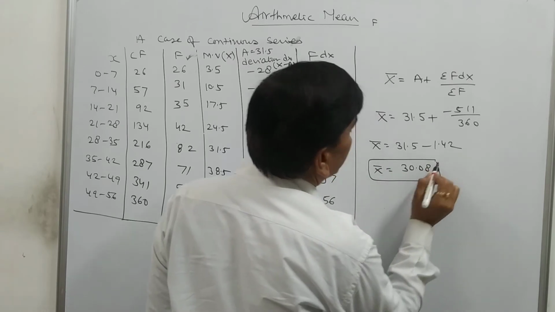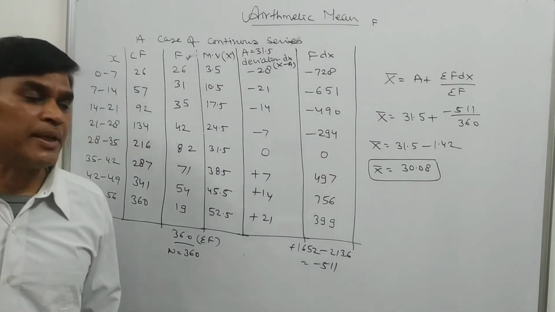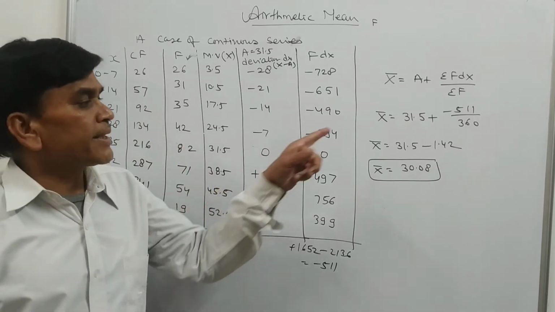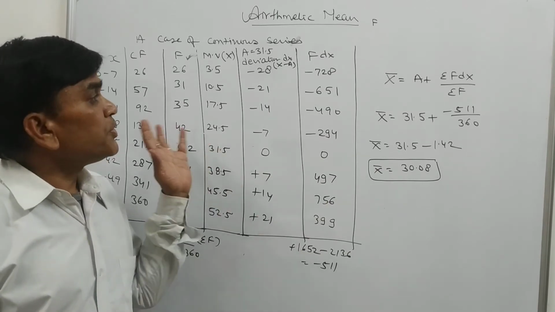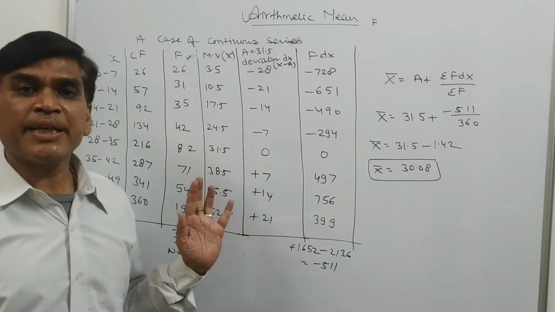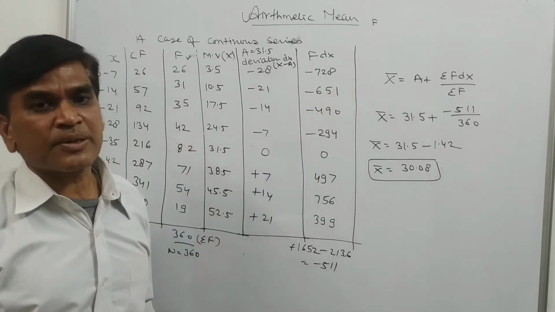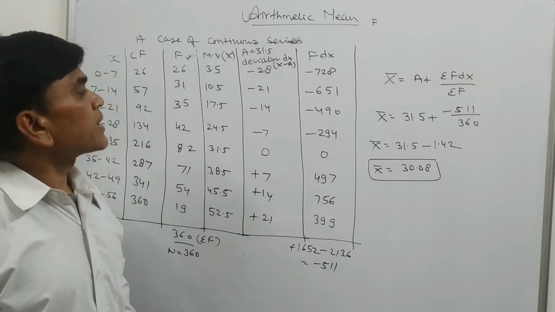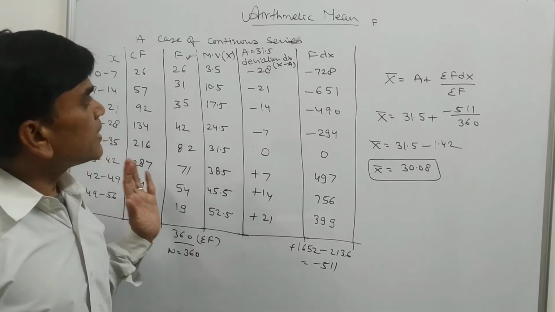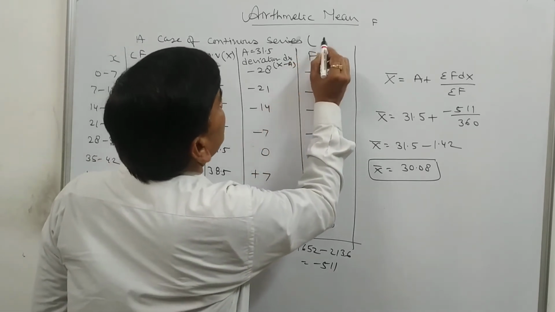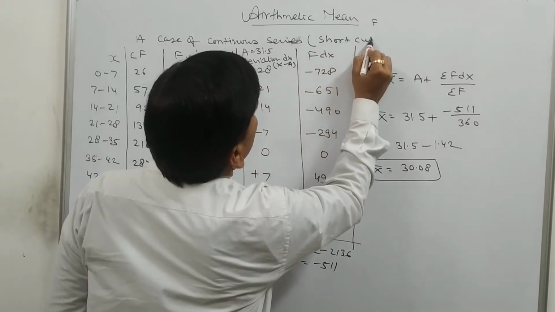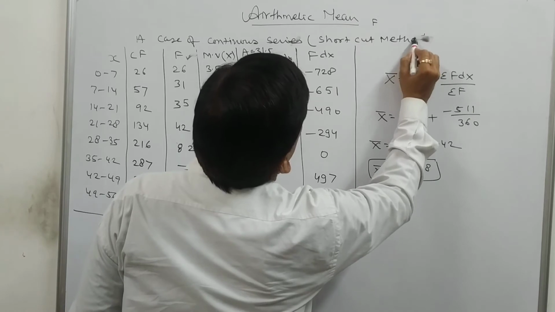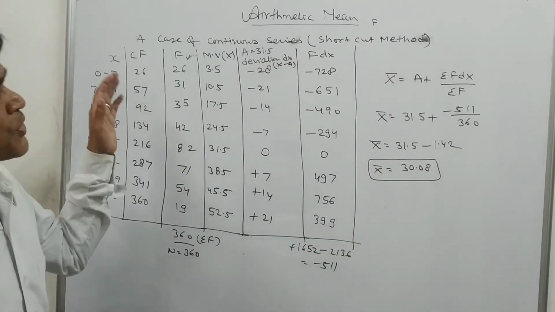Already in the direct method we discussed that the value of x bar, or arithmetic mean, was 30.08, and with this method also we are getting the same result. So you can use the first formula, and if you are feeling any difficulty, you can use this formula also. We have another method also, that is called the step deviation method. So in the third we will use this formula also. This method is called the shortcut method. The first one was direct, and this is the shortcut method.